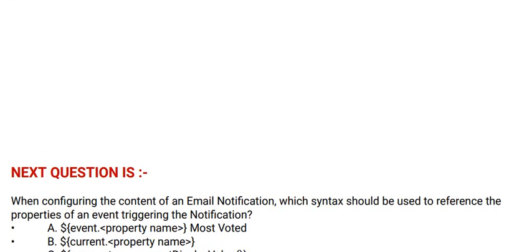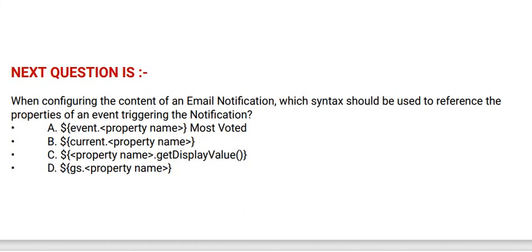Moving to the next question. When configuring the content of an email notification, which syntax should be used to reference the properties of an event triggering the notification? Please go through the options. And the correct answer is option A.